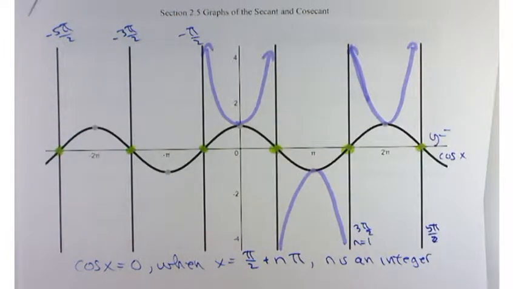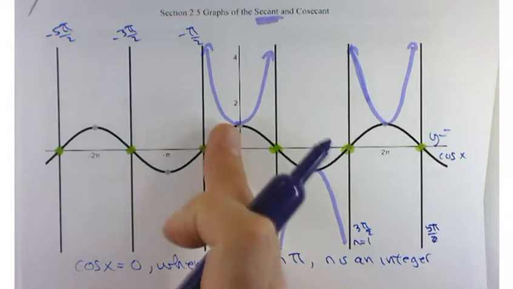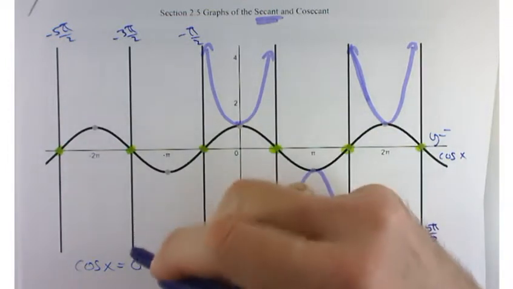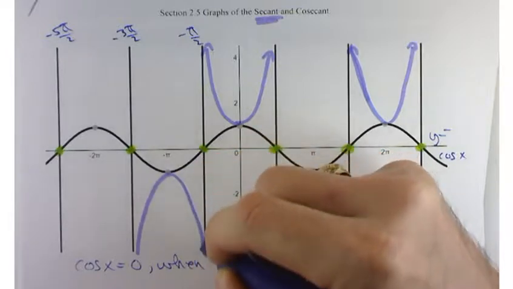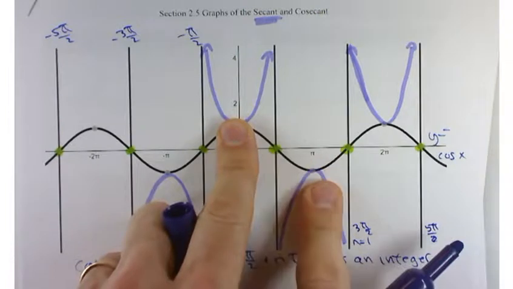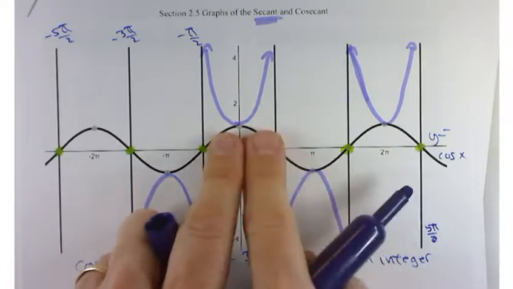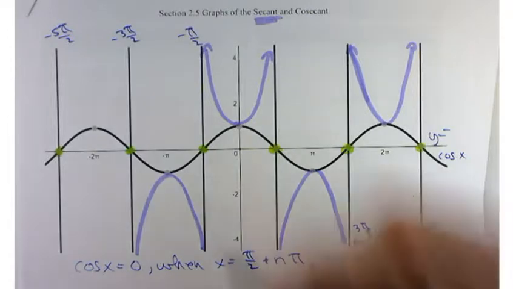Now here's a good question for you. What's the period of the secant graph here? How far before this graph repeats itself? Well, if I go a distance of pi, is the graph repeating itself? It's 2 pi. It gets its period from the graph of the cosine. So the cosine and the secant have the same period.